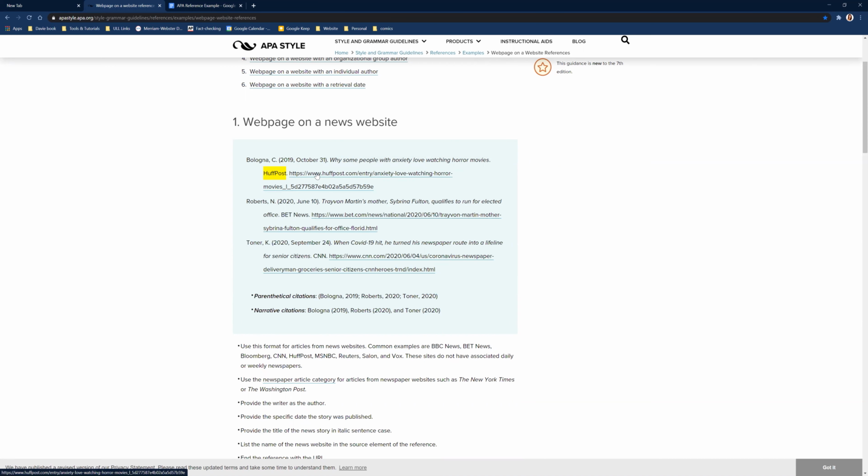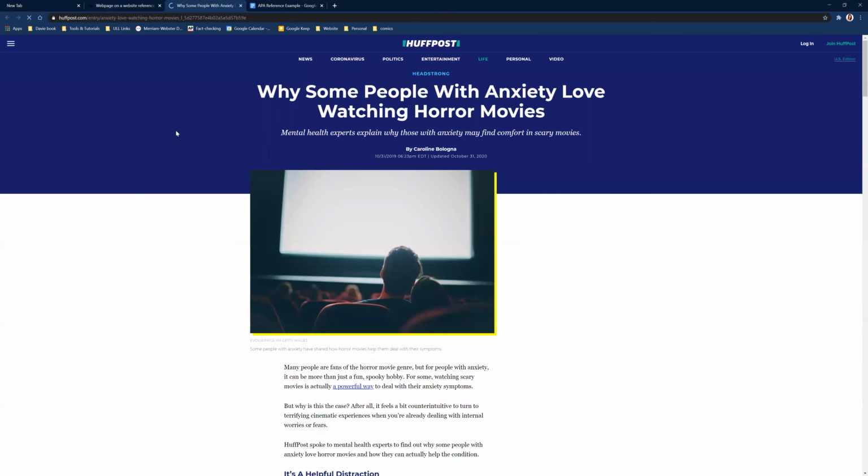Now let's click on the URL and we can see how we found this information. Now, as you can see, here's our title. So that's the part that went in italics before. Here's the name of the news organization. And right here, this is called the byline. It gives us information about who wrote this, when it was published, and if it has any updates to it as well.